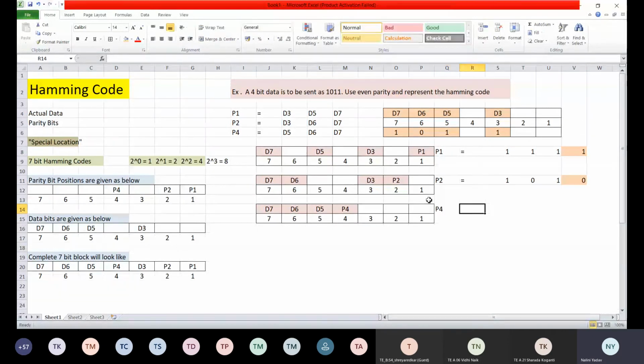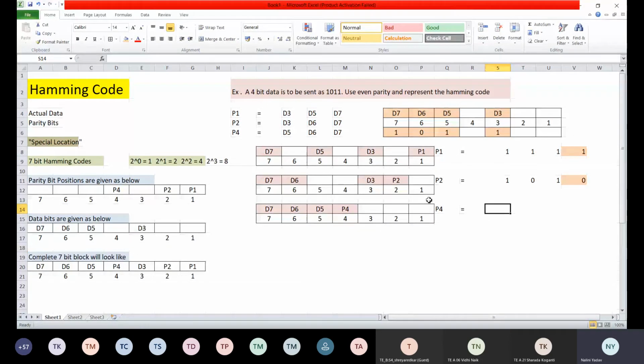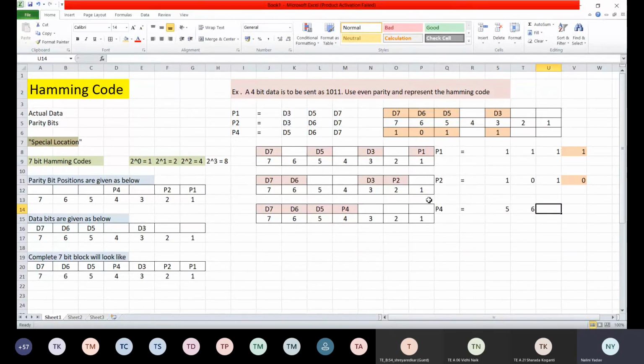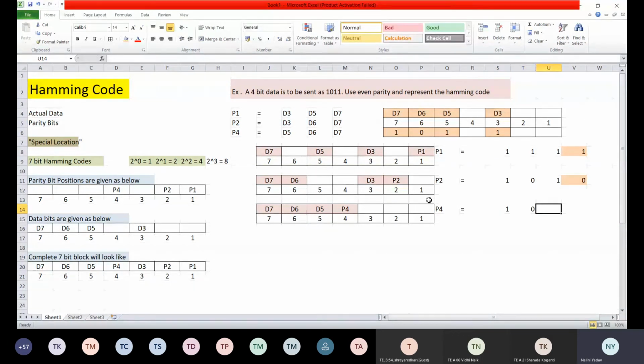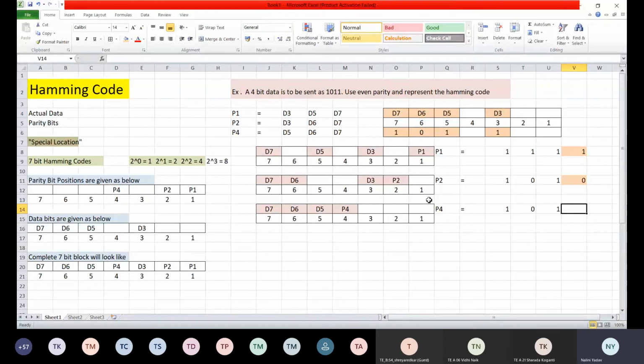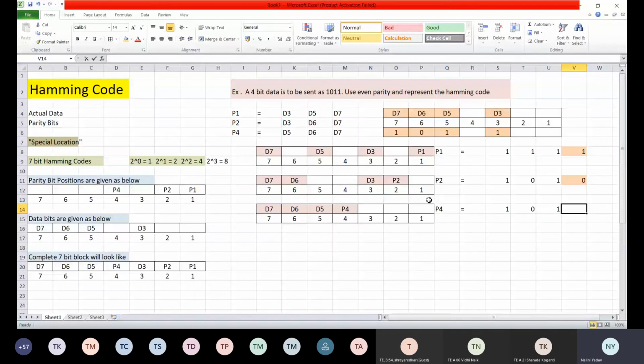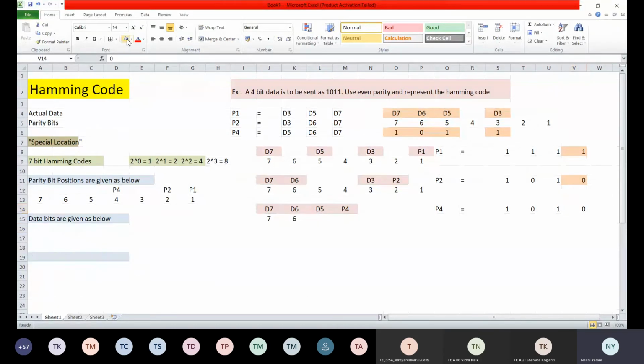Okay, good. So now we'll go for P4. Which bits are for P4? D5, D6, D7. Correct. D5 is 1, D6 is 0 and D7 is 1. To calculate P4 as an even parity, we require an even number of ones, and there is already an even number of ones present, because there are two ones. So what will be the answer for this? This will again be 0. We will append 0 for this.